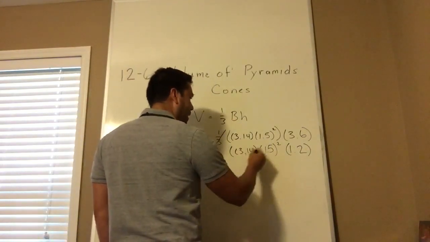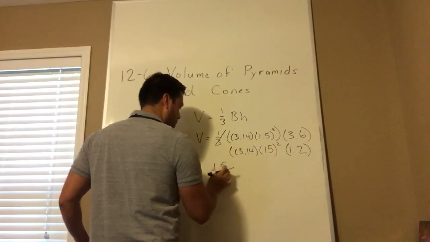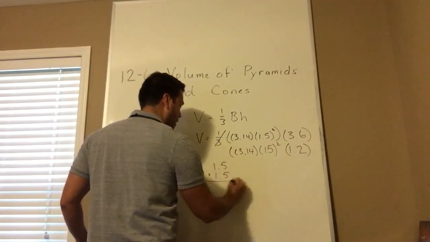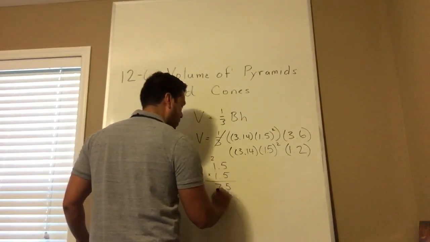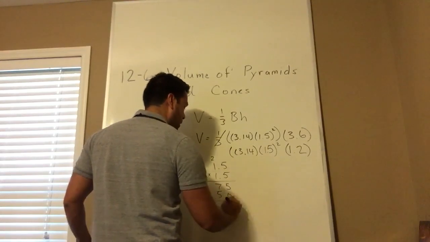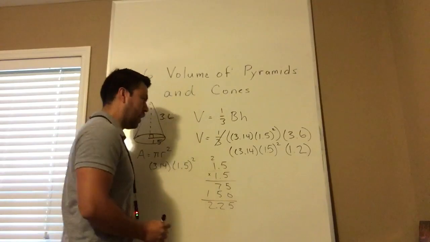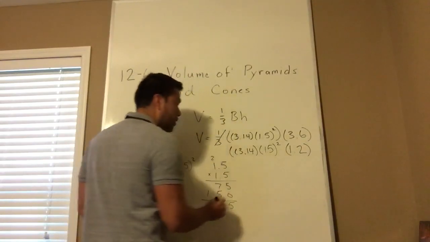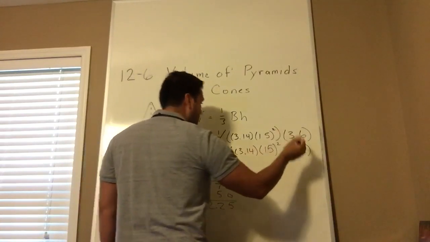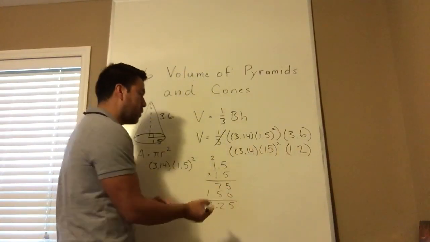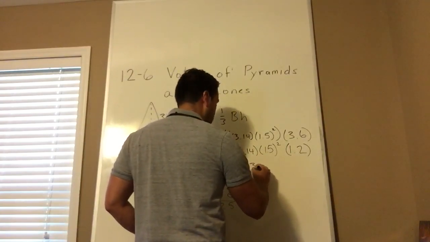Okay, so here I'm going to do 1.5 squared. 1.5 times itself. So 2.25. So now I'm going to do, you could do 3.14 times 2.25 or times 1.2. It doesn't matter which one you go with first. I guess I'll do the harder one first.